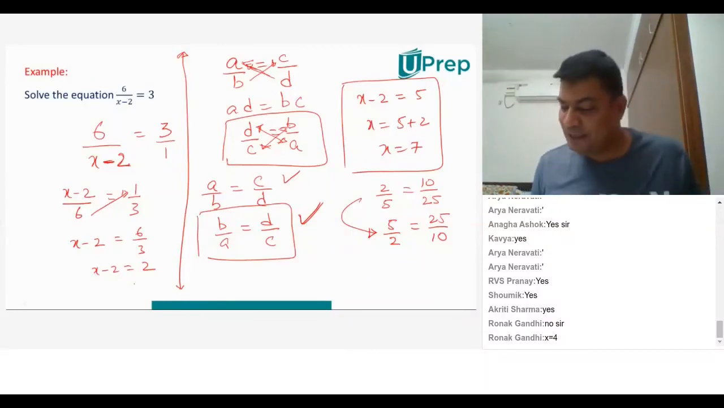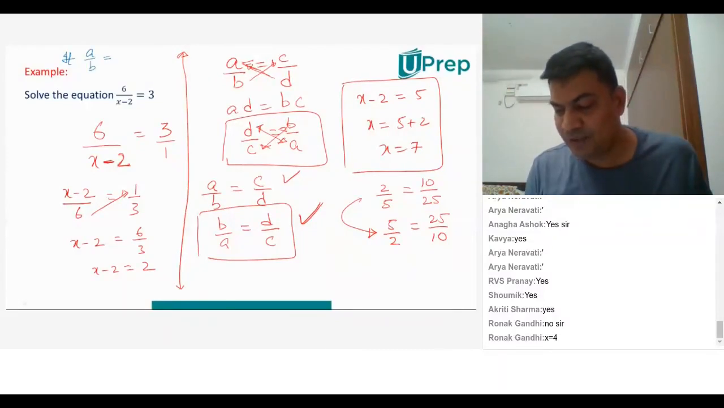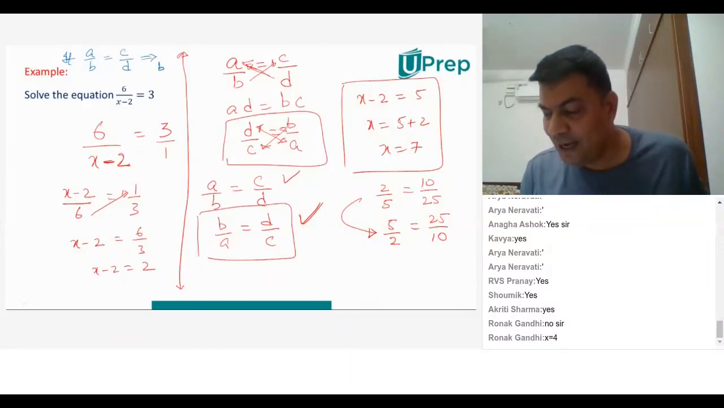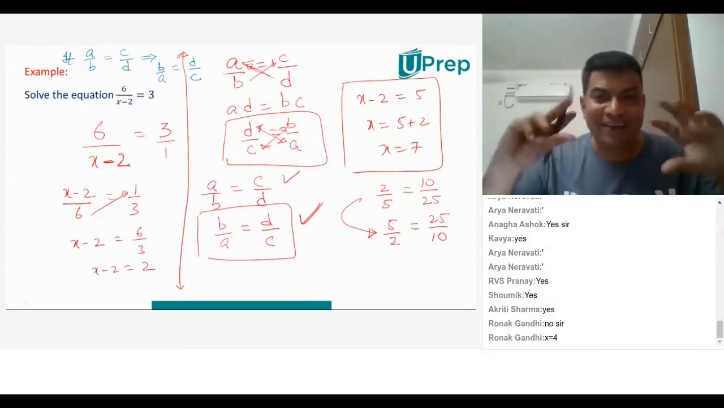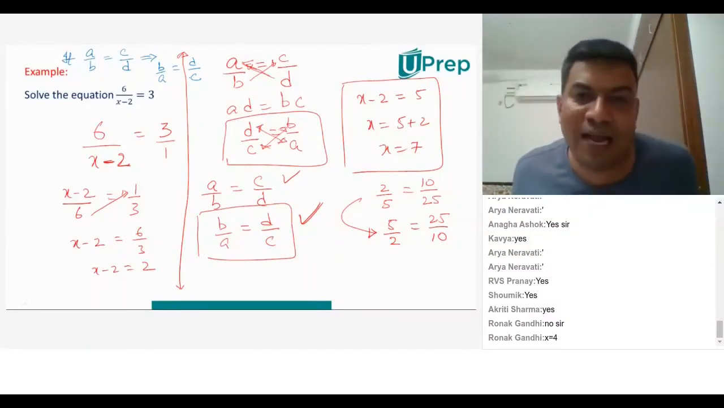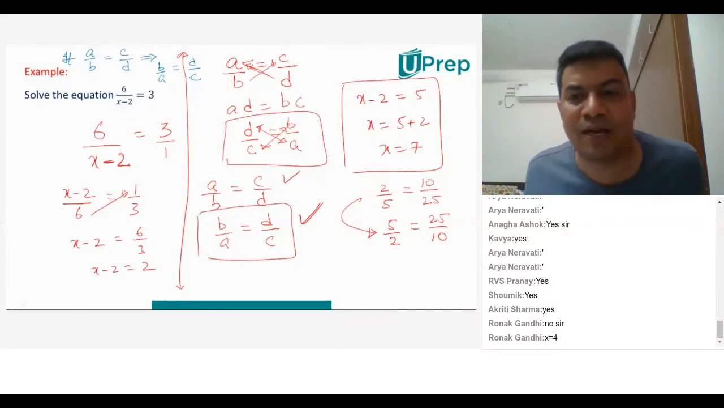If A by B is equal to C by D, it will imply that B by A will be equal to D by C. That's called invertendo. You are inverting the ratios, and the value will be the same.